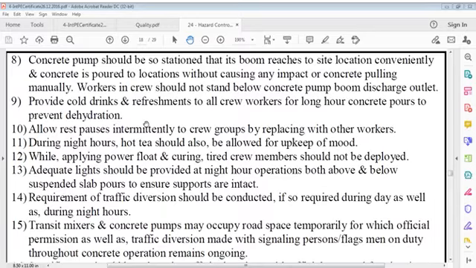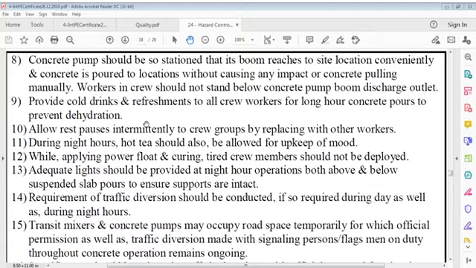Then allow rest pauses. Rest is very important. Maybe it is 10 minutes only. Allow rest pauses intermittently to crew groups by replacing them with other workers, because sometimes even 10 to 15 minutes of rest gives an energy gain for 2-3 hours.